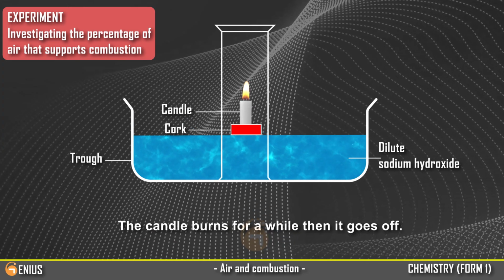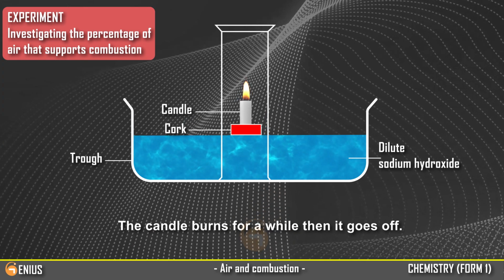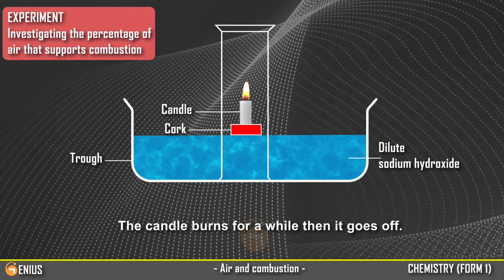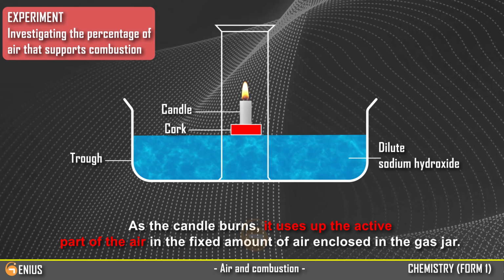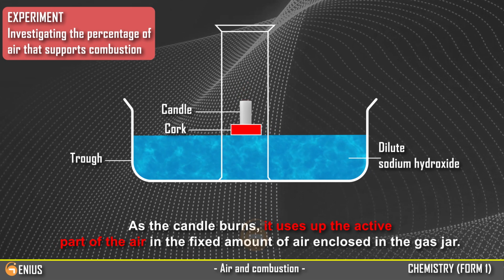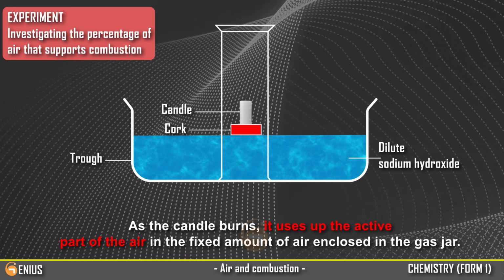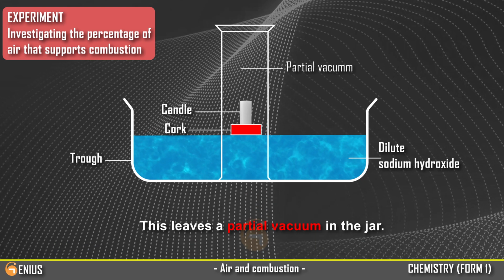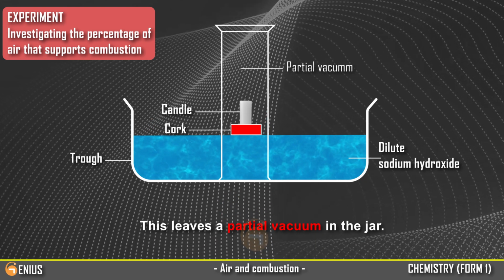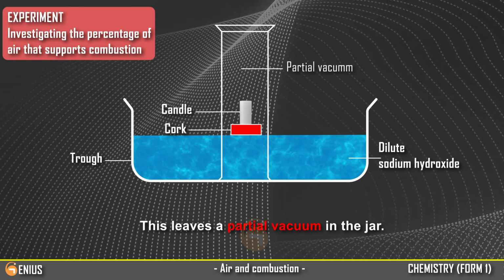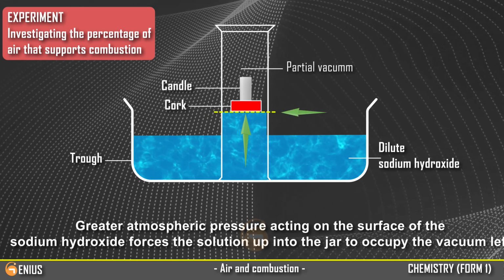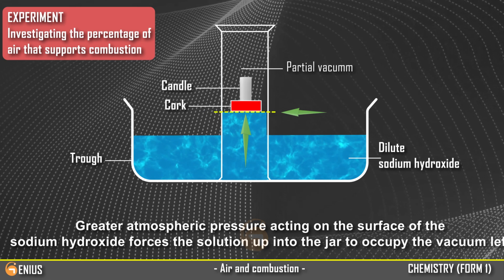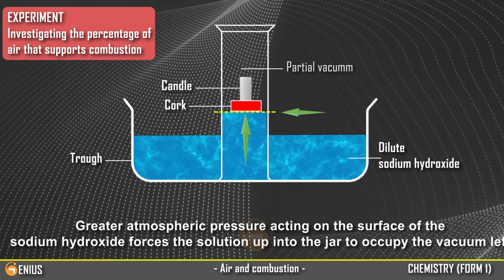The candle burns for a while, then it goes off. As the candle burns, it uses up the active part of the air in the fixed amount of air enclosed in the gas jar. This leaves a partial vacuum in the jar. Greater atmospheric pressure acting on the surface of the sodium hydroxide forces the solution up into the jar to occupy the vacuum left.